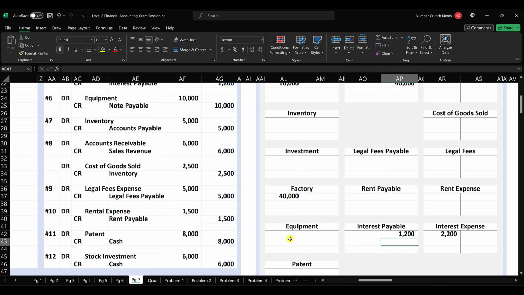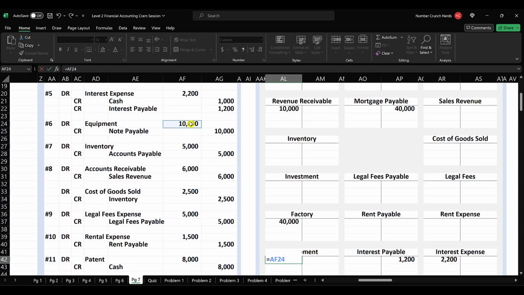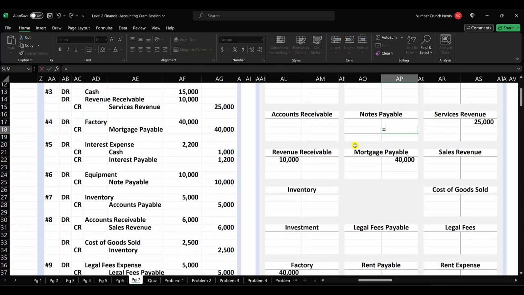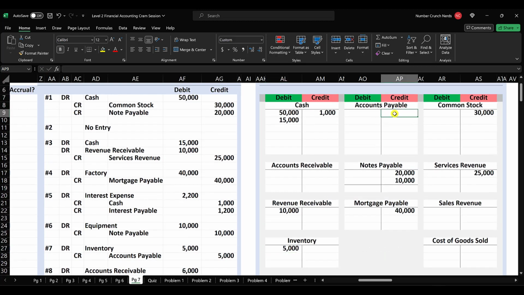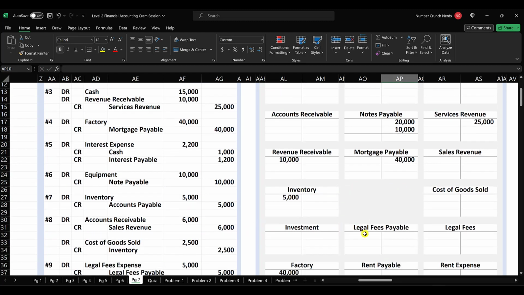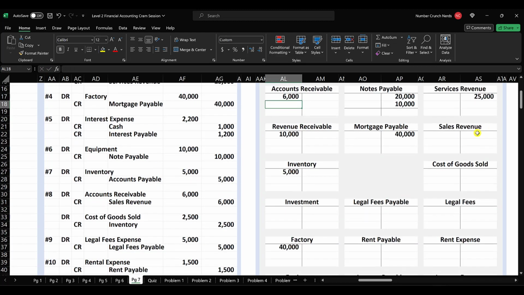Equipment. Equipment is an asset. Asset increases with a debit. There's a note payable right there, another note payable for $10,000 for the equipment. Inventory, increase with a debit. Accounts payable, increases with a credit. Next one, accounts receivable, $6,000. That increases with a debit. Sales revenue, right here, increases with a credit.